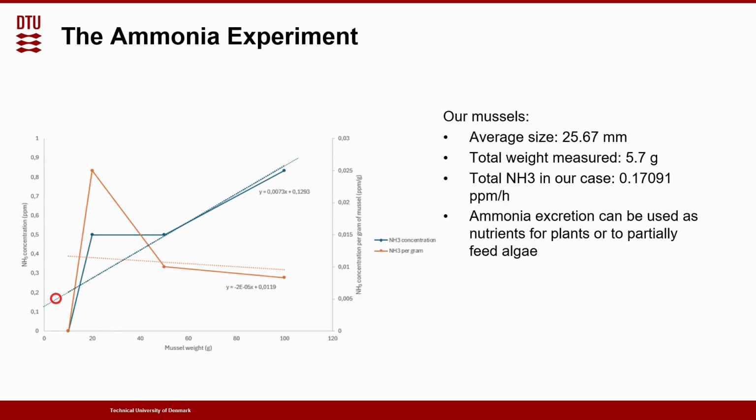For the ammonia experiment, we got data from another group. We used this data to estimate how much ammonia the 3 mussels in our bucket in total would excrete. Based on the total mussel weight in our bucket, the mussels would excrete approximately 0.17 parts per million ammonia per hour. This ammonia can be used as nutrients for our plants or partially feed the algae.